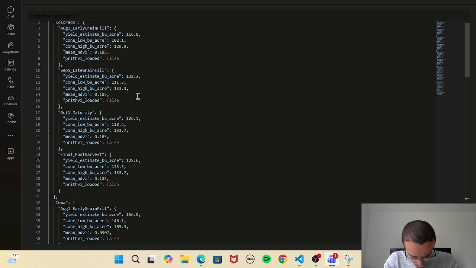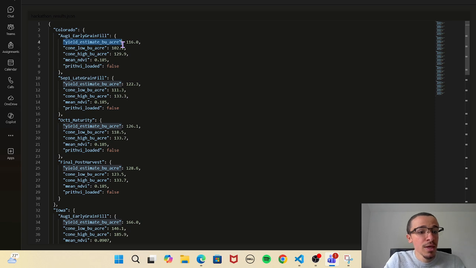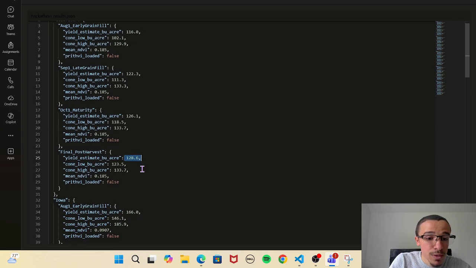Let's just get straight into it now. So here, one thing you'll notice is that in the beginning, August 1st, for every state, it's pretty consistent amongst all. The numbers are different, but the results are the same essentially. So in the beginning, the bushels per acre, which is essentially how much crop per acre there is, the yield estimate is relatively low compared to the final post harvest, right? You can see that for the post harvest, it's always going to increase.